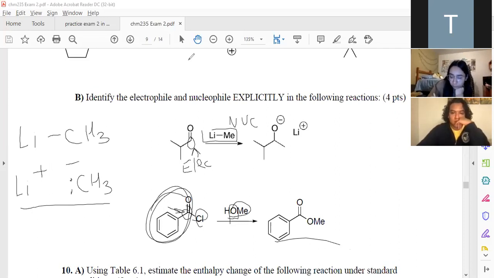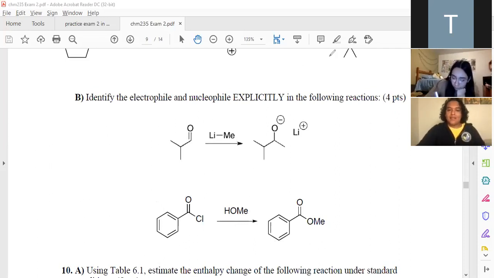So always ask yourself, what's adding and where is it adding to? What's adding? Nucleophile. Where is it adding to? Electrophile. And if it's not there in your product, it probably was a leaving group. How are you guys with that? Matt, how are you doing with that? Matthew? I see it now. I understand. Okay. Don't worry about it. This takes a while, so this is a new concept.